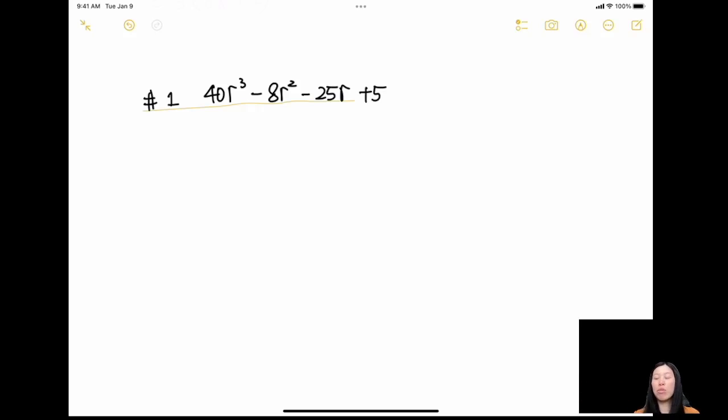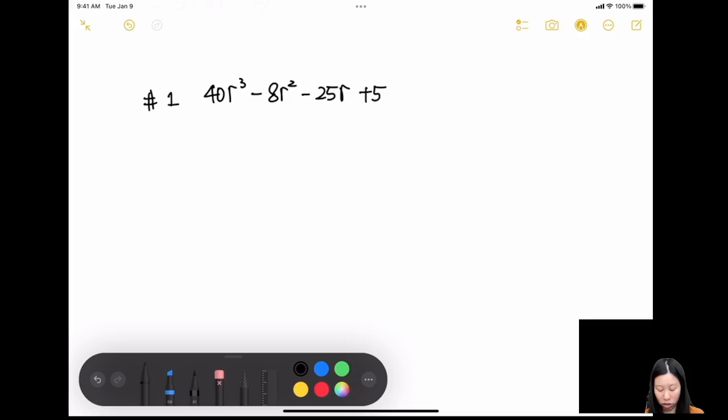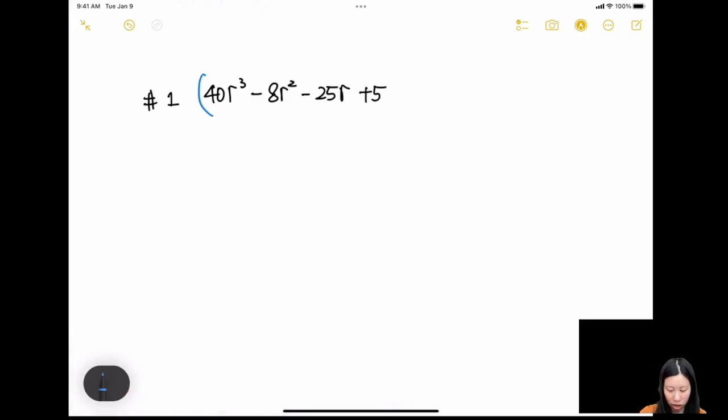Hi, so today we will talk about 6.2 exercise, grouping. First of all, we need to merge two groups together and then try to factor their common factor. So let's try it. Let's put these two in a group and these two in another group.